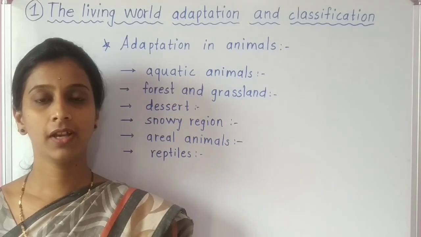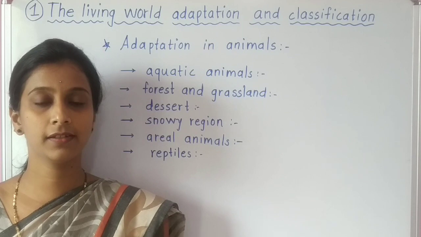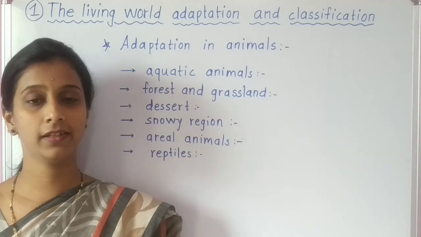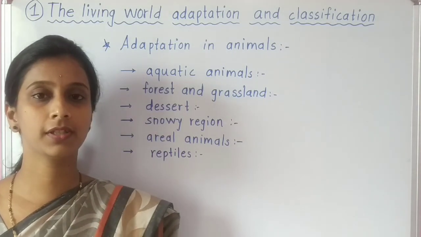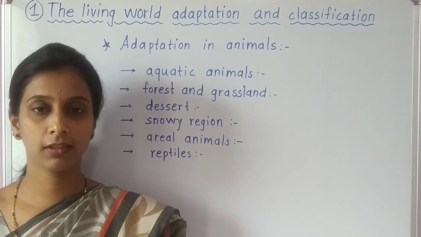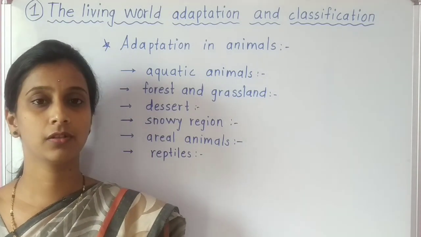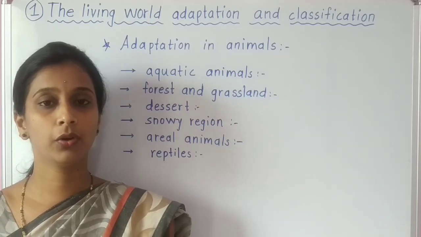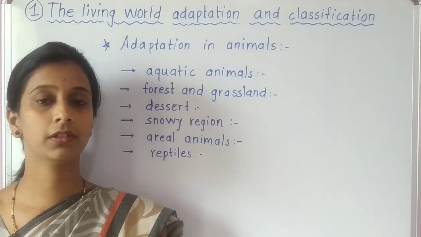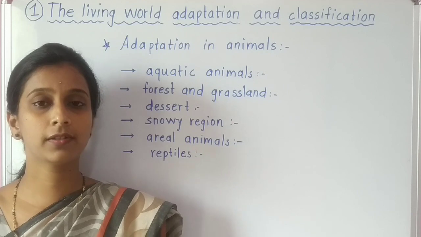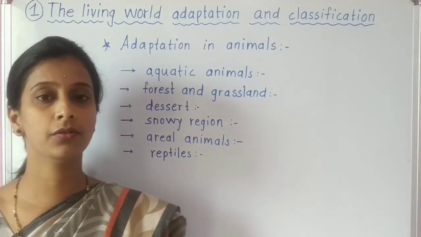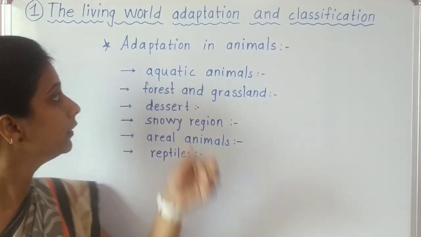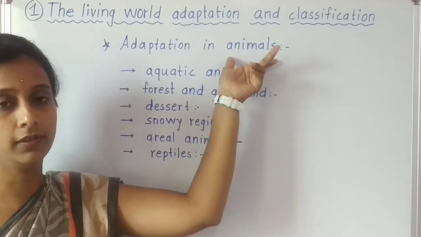Dear students, we are studying chapter number 1, that is the living world, adaptation and classification. In the last video, we studied the process of adaptation, which is nothing but the gradual change that occurs in the body parts as well as behavior of organisms. We also saw adaptation in plants. In today's video, we are going to learn about adaptation in animals.